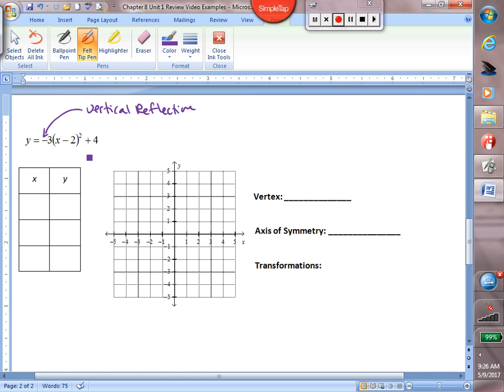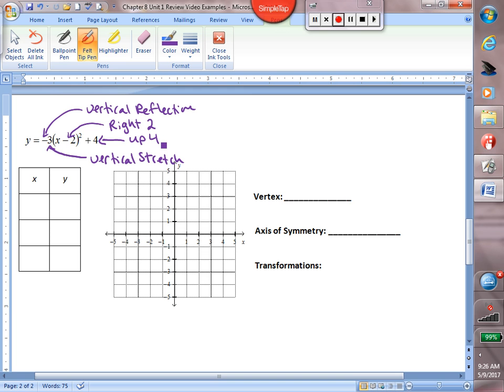And then there's also a 3 with it. The 3 is larger than 1, so that's going to cause a vertical stretch. We look inside the parentheses and we see a -2. Subtracting inside the parentheses, again, this is something we have graphed many times, we've shown ourselves many times. It actually moves our graph to the right 2. Last but not least, the +4 on the end will move our graph up 4.